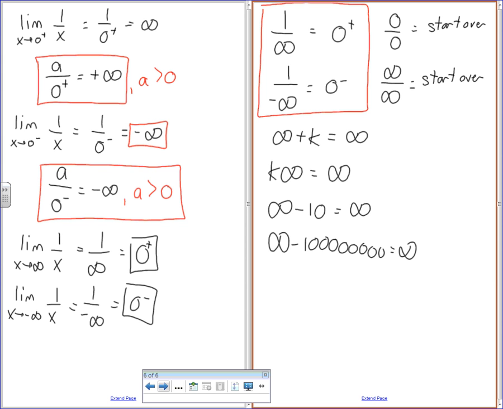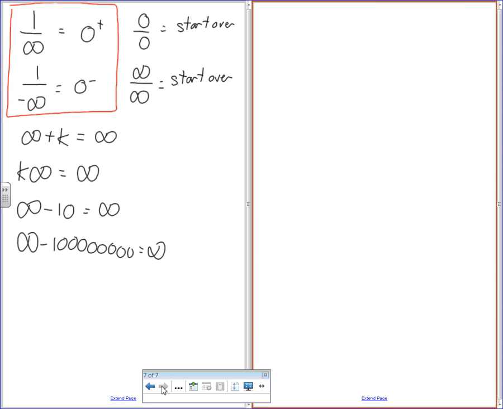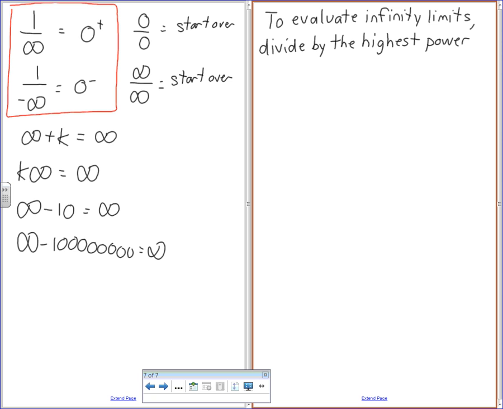Okay, let's do some infinity math now, shall we? We'll pick a question like this. So, to evaluate infinity limits, divide by the highest power, bracket oblique asymptotes, because this is the way that you dealt with oblique asymptotes in advanced functions.